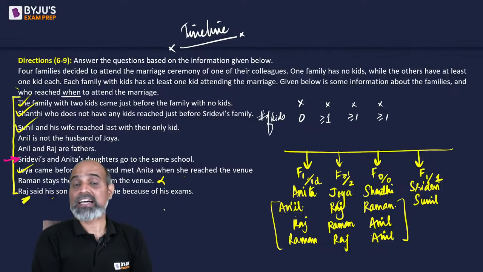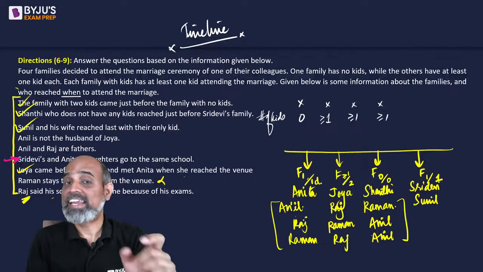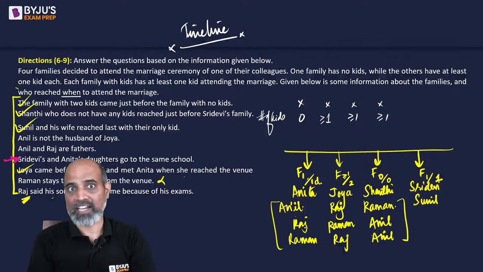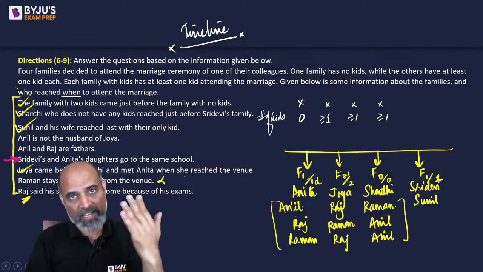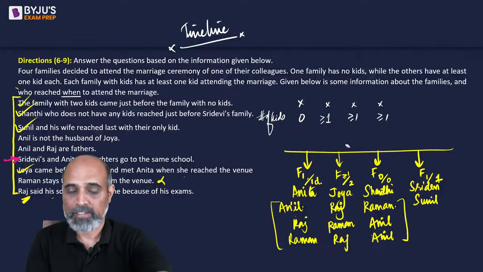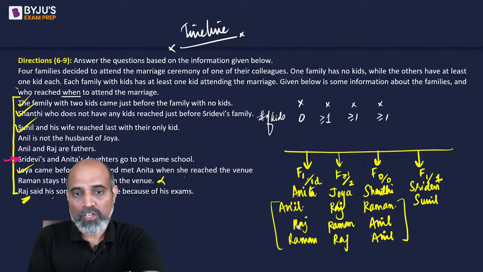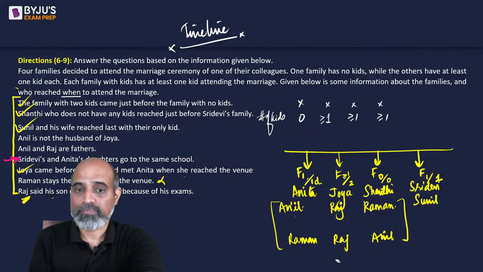Raj has a son, right? And he couldn't come. That means there was another child who arrived, because everybody who had at least one child attended the party, right? So Raj cannot be here. So this goes for a toss, right? So Raj is going to be one among these two.